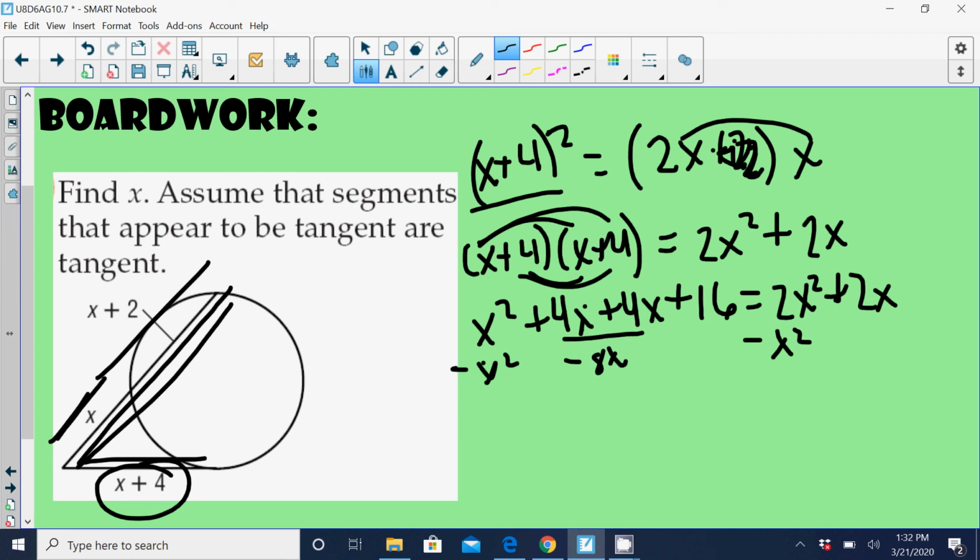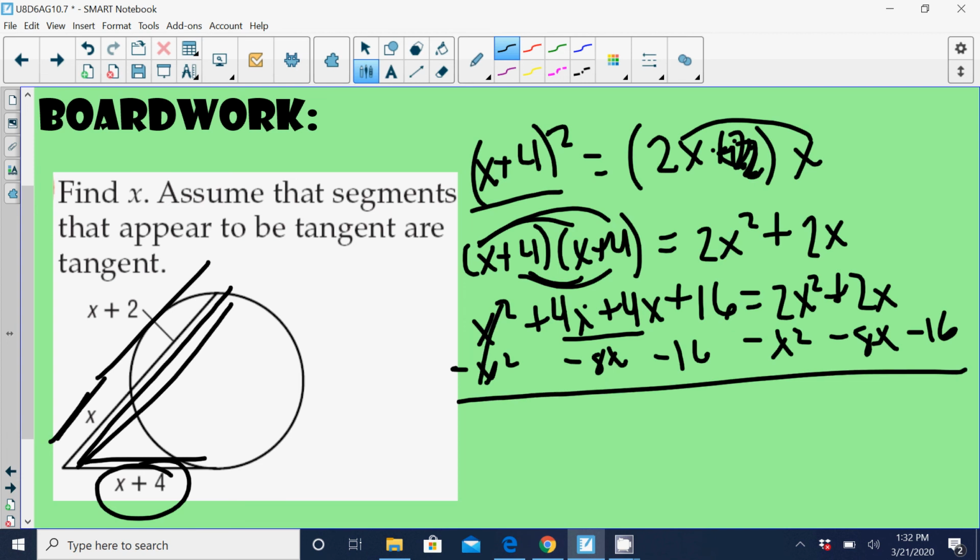Now, I'm going to subtract 8x to the other side. I'm also going to subtract that 16. So I'm just going to show it in one step just to save us some space. Everything's going to cancel out on this side. I have 0 equal to 2x squared minus an x squared leaves me with x squared. 2x minus an 8x gives me a negative 6x minus 16.